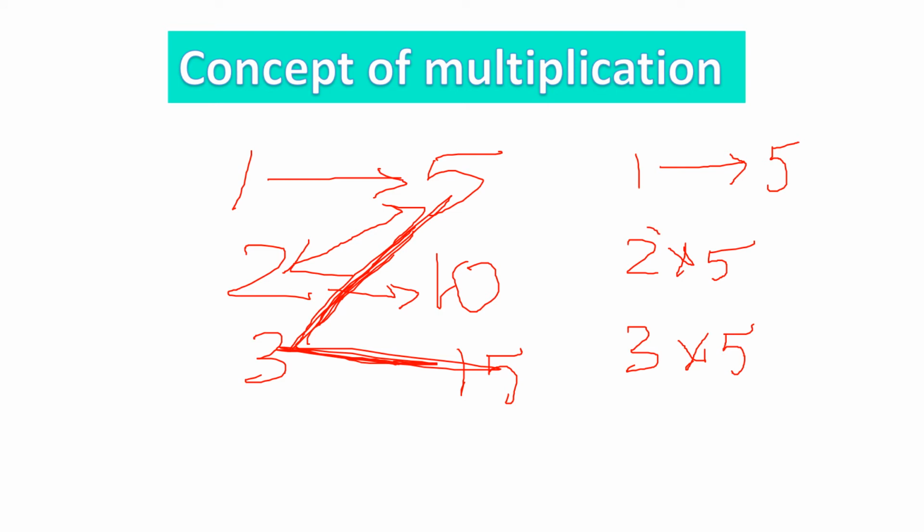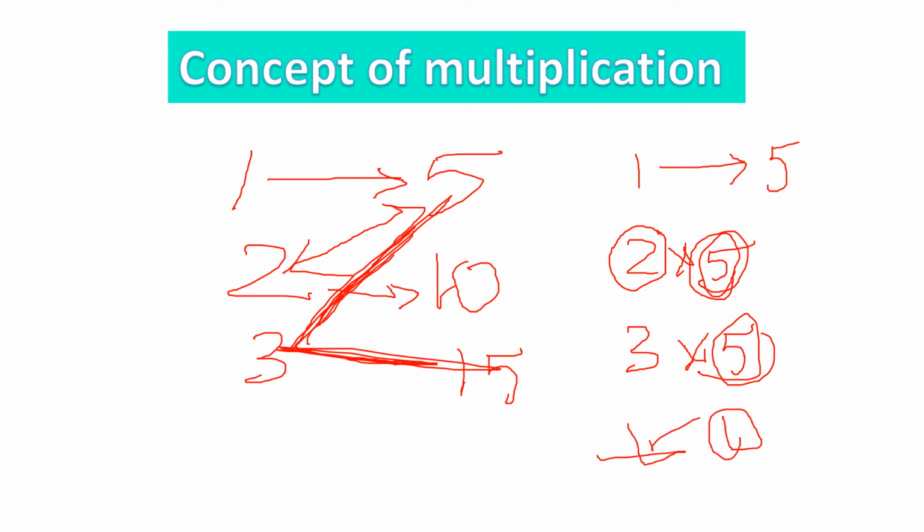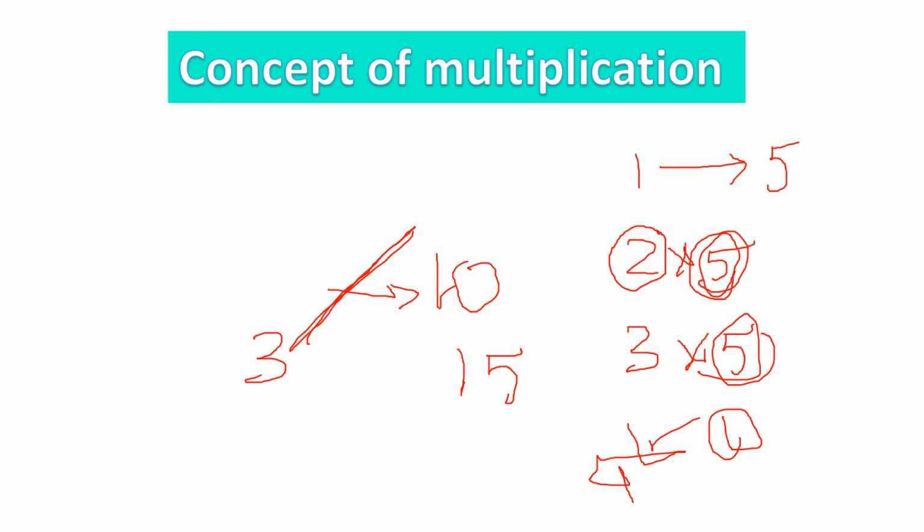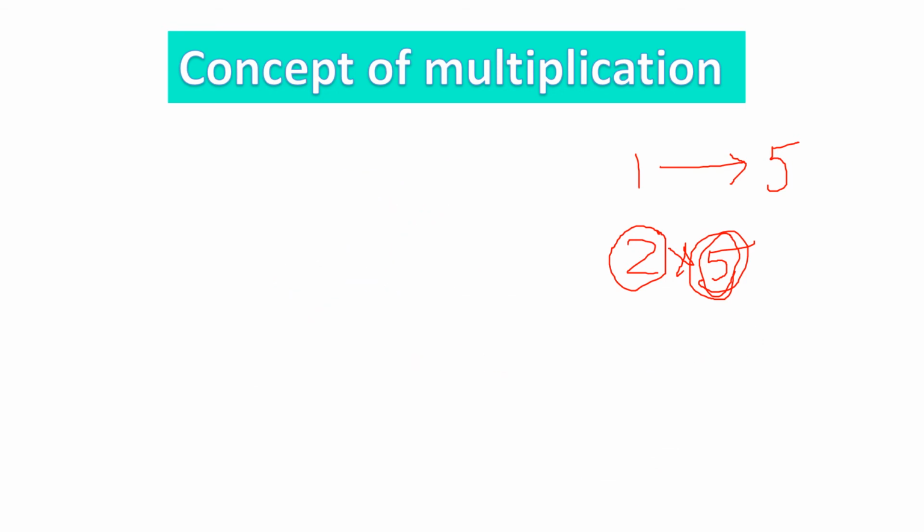Why? Because 2 mango means what? 5 taken 2 times, right? 5 rupees taken 2 times. 5 rupees taken 3 times. 5 rupees taken 4 times will give us 4 mangoes price, right? So that is what the concept of multiplication is. So you need to know where to use the concept of multiplication before solving the rest of the questions, okay? So let's solve the rest of the questions.